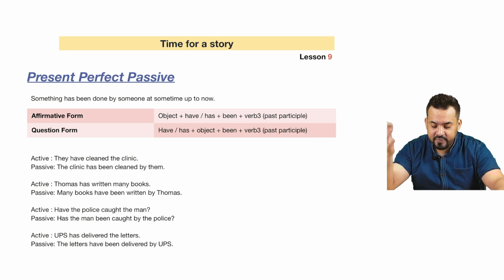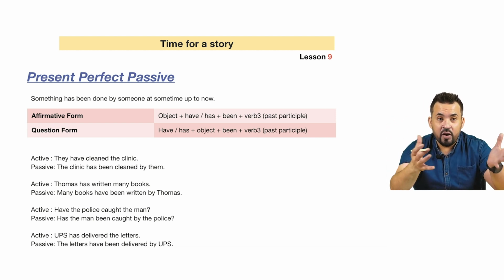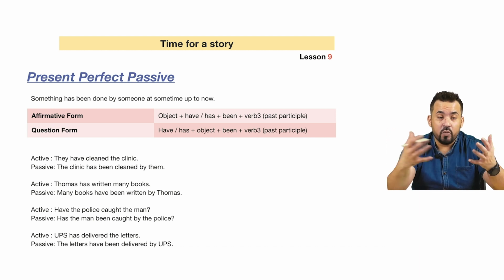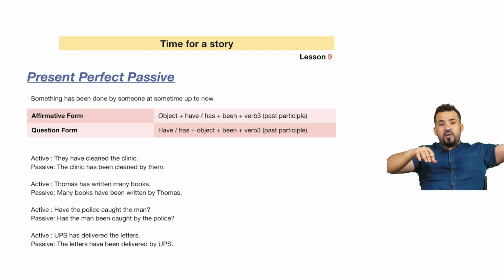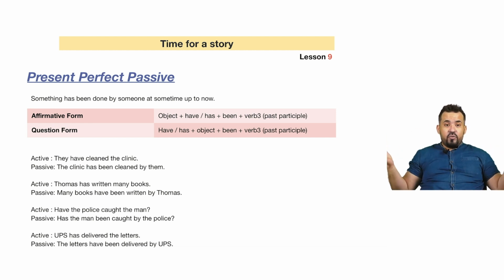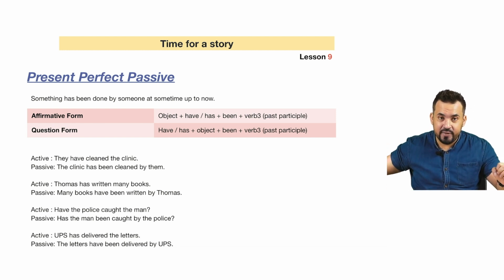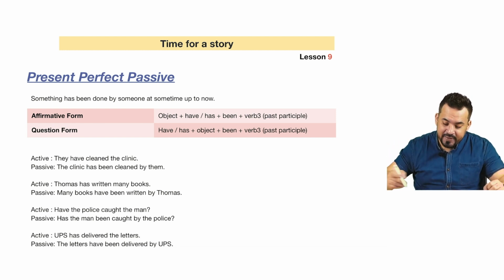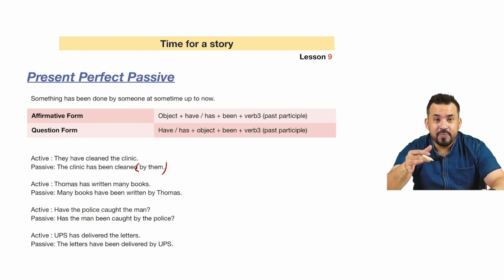They have cleaned the clinic. So here we pay attention to the people who cleaned the clinic. Now, if we don't care who cleaned the clinic, we just care if the clinic was cleaned or not. So we say the clinic has been cleaned. Again, we can put this in brackets because it's not really important.